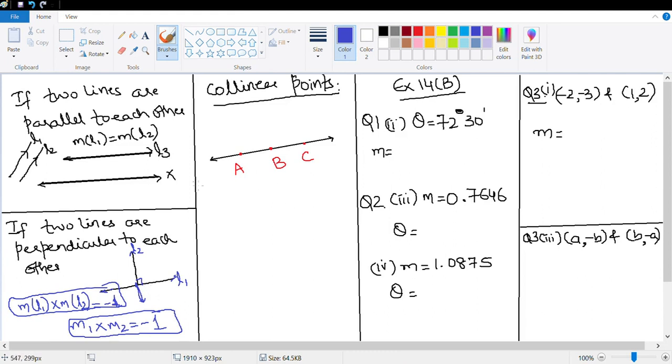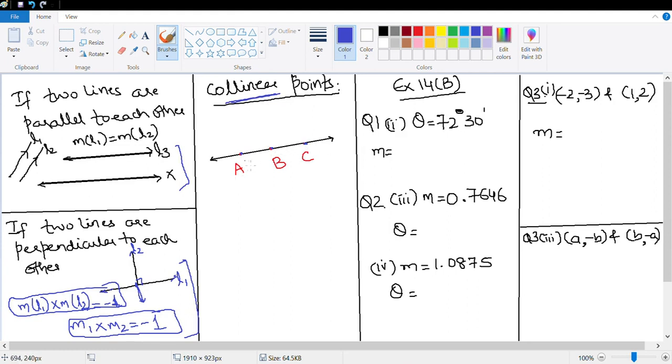So this small simple formula will help you solve this complete exercise. This complete exercise is based on these two concepts: if two lines are parallel to each other, they will have the same slope, and if two lines are perpendicular to each other, if you multiply their slopes, you will get -1. And then the last concept in this exercise, which is how can you figure out that 3 or more points are collinear? I hope you remember the word collinear. Collinear are points which are a part of the same line.